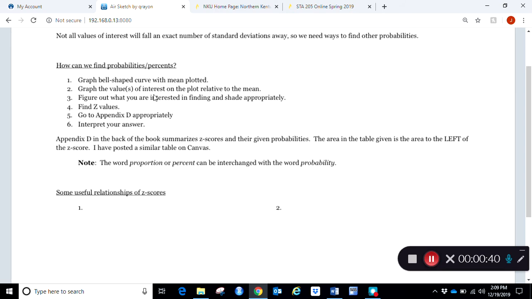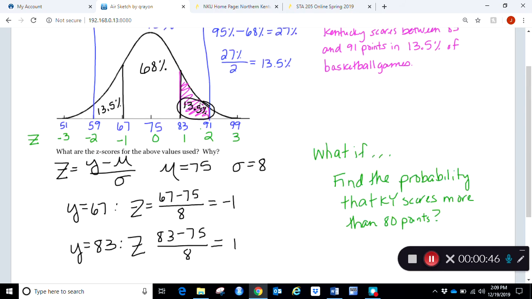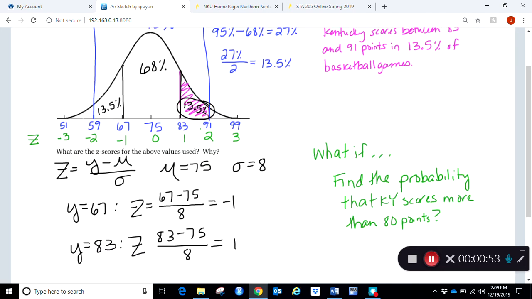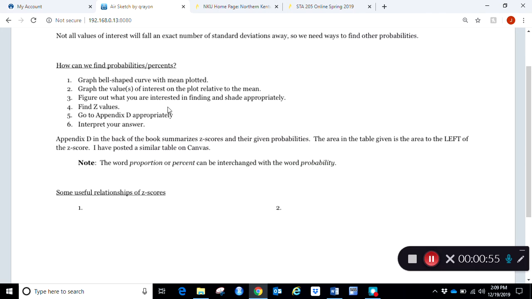Then we're going to find where the value or values of interest are. For example, finding the 83 and 91 and finding where those are on our picture. Then we're going to figure out which way to shade from that. Are we shading to the left, to the right, or between?